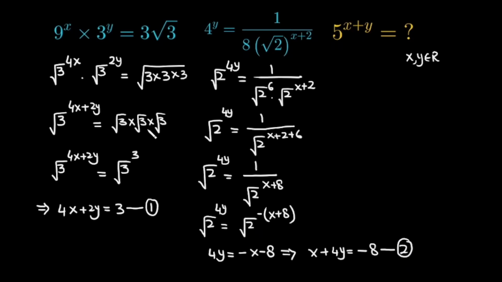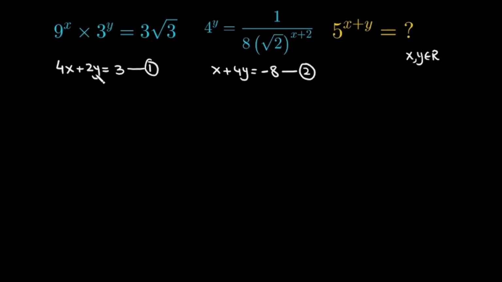So we got two equations. Equation number 1, when we solve this equation number 2 from this equation. So 4x plus 2y equals 3, equation number 1. x plus 4y equals minus 8, equation number 2. We got two simultaneous equations. We have to find the value of x and y. So multiply this equation number 2 with 4. So this is 4x plus 4 times 4, 16y equals minus 4 times 8 is 32.